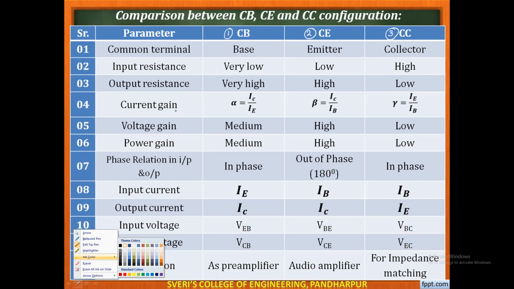Now the current gain. The current gain in a common base is denoted by alpha, in common emitter it is denoted by beta, and in a common collector it is denoted by gamma.